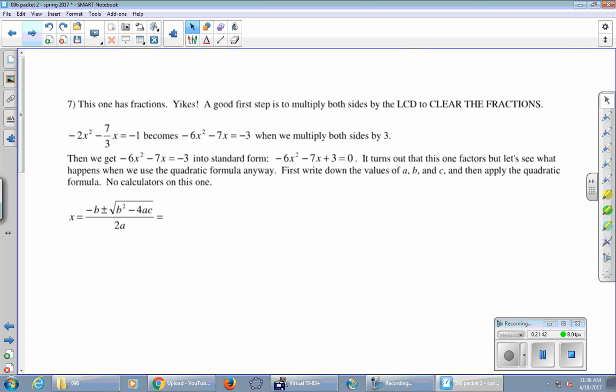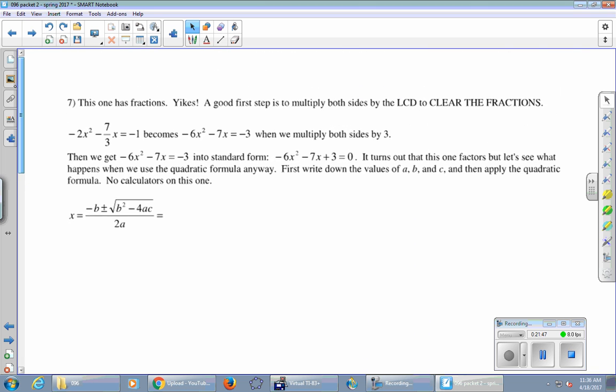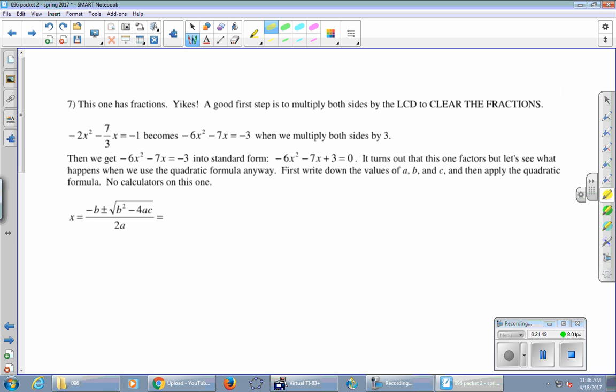All right, so let's take a look. We don't have time to finish this one, but let's start it here. We're going to do this equation right here. So I think we're just on the top of this same page that we were working on, right? So we're going to solve negative 2x squared minus 7/3 x equals negative 1. Let's give this a shot.